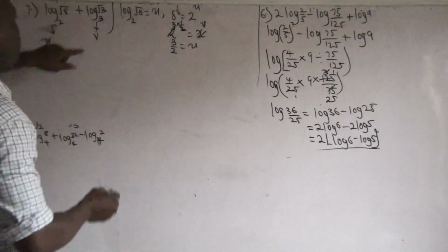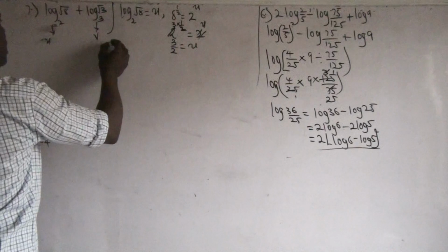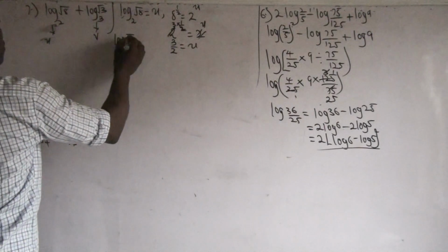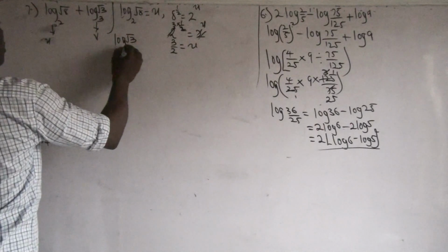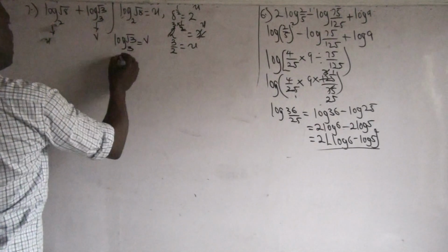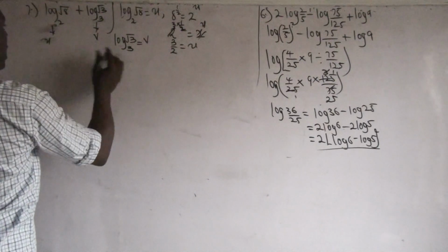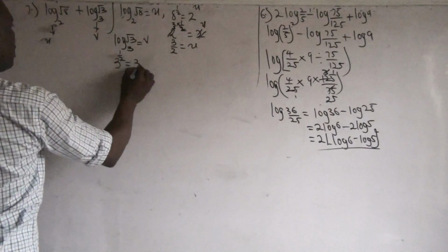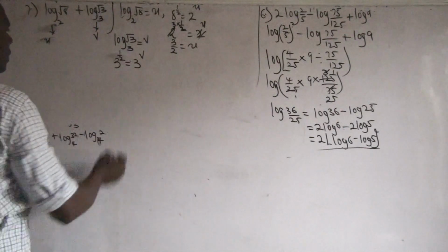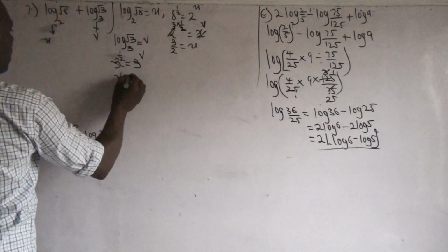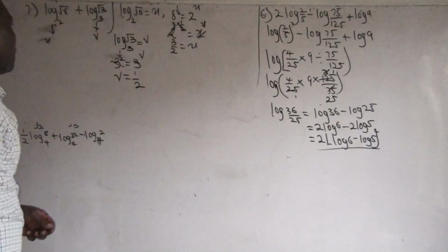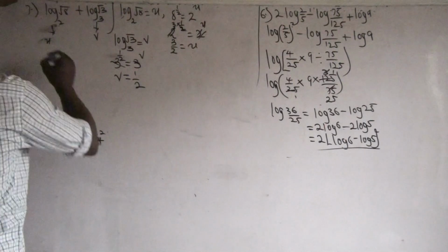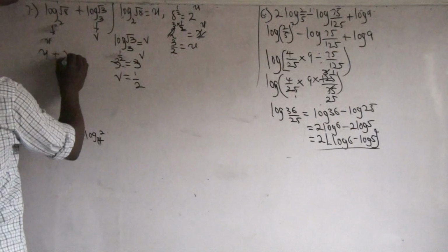Okay. Similarly, we will do the same thing to V. We say let log base 3 of root 3 be equal to V, so that root 3 simply means 3 raised to power half is equal to 3 raised to power V. So here our V is equal to half. Because we are saying let this one be equal to this, and let this be equal to this, and we are having here U plus V.